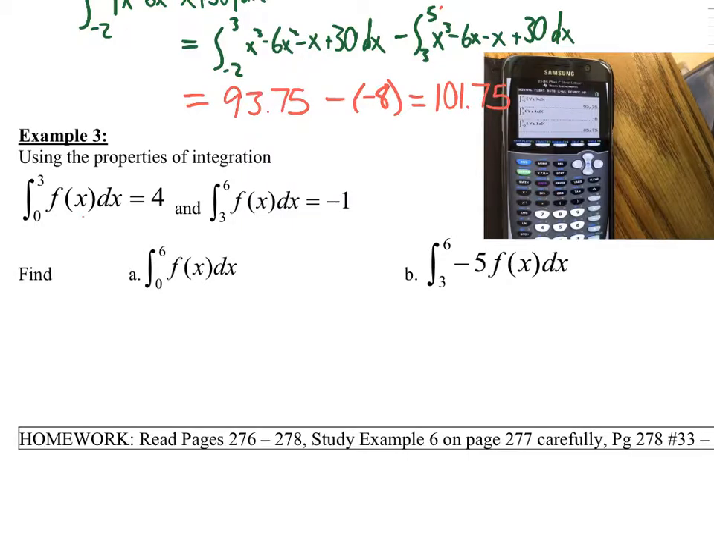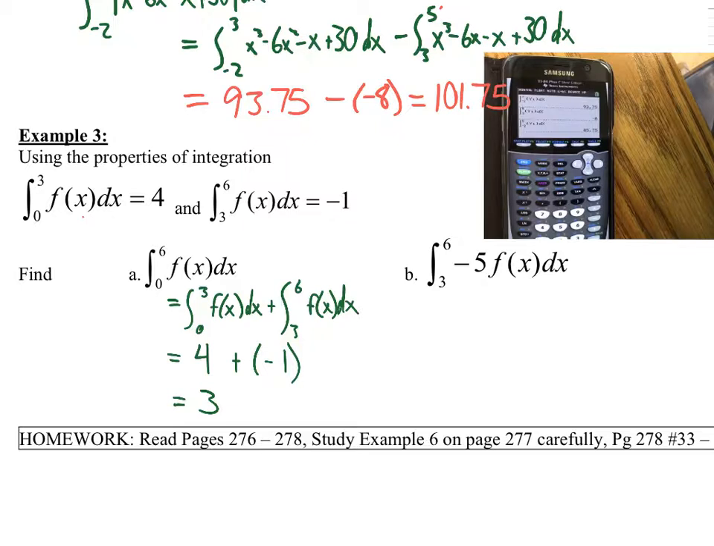Because to find the integral from 0 to 6, I can take the integral from 0 to 3 and add to it the integral from 3 to 6. So I have 4 plus a -1, which is 3. Okay? That's pretty easy. Sure beats doing limits, right? So the answer is 3. Notice here I'm not doing absolute value because it just said the integral from 0 to 6. It didn't say find a total area or anything like that. It just said integrate from 0 to 6.